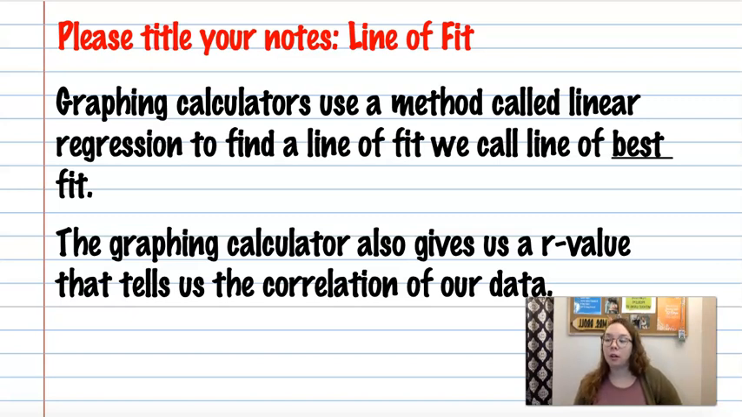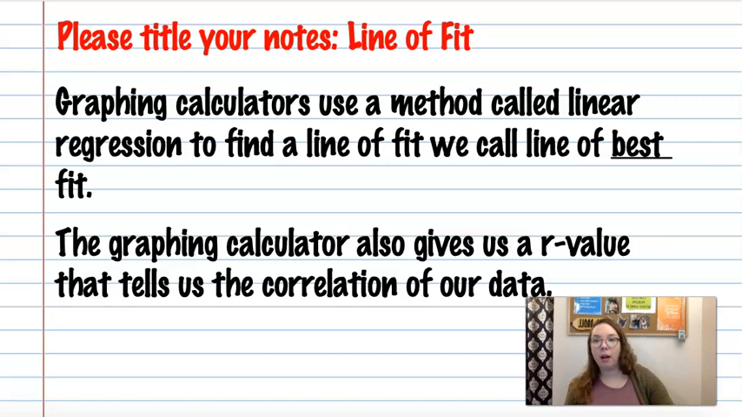So really it's taking all of these factors into account, where it's finding the exact center of our data, where everything is as close as it could possibly be to that line, where it's in the center as best as possible. So it's using linear regression to find that line. The graphing calculator also gives us an R value that tells us the correlation of our data. So let's talk a little bit about that R value.